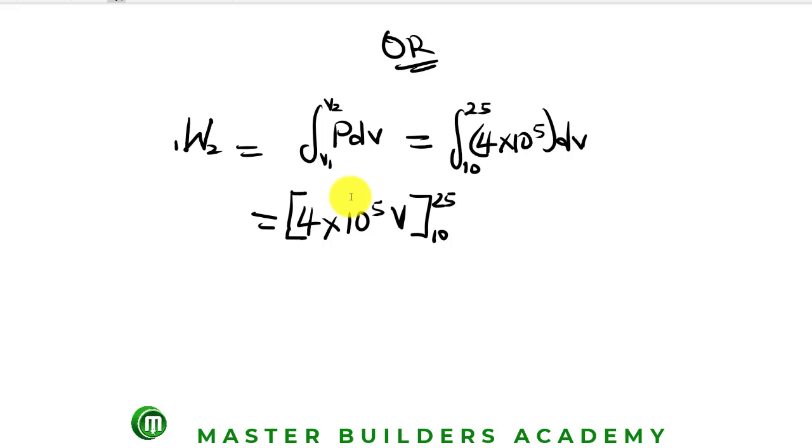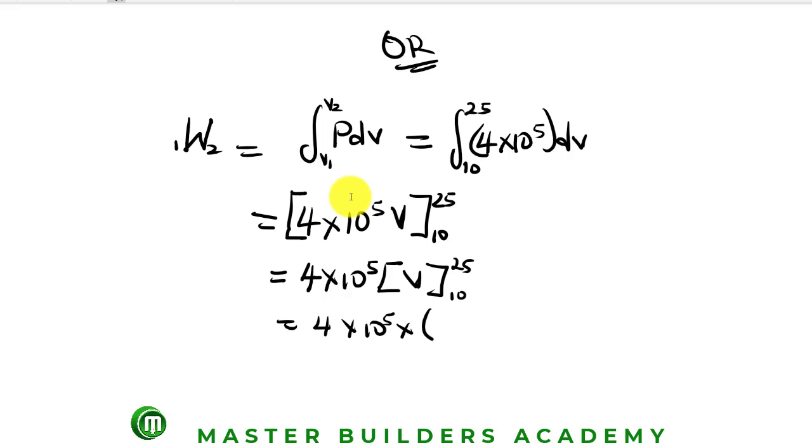So whenever you integrate, all you need to do is to substitute the limits. This is the same thing as 4 multiplied by 10 raised to the power of 5 into V. Are you there? 25, then we have 10, then this will give us 4 multiplied by 10 raised to the power of 5 multiplied by 25 minus 10, as we put in the limits.